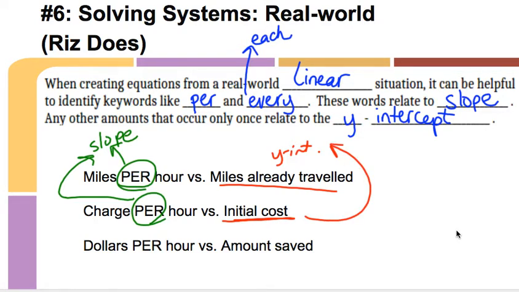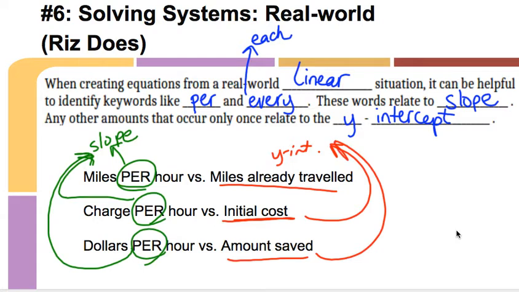And as a final example, let's say we're talking about something like I earn dollars per hour. I earn $30 per hour. Then that number 30 is going to relate to the slope. Versus, let's say I have $200 saved. That amount is going to be my y-intercept.